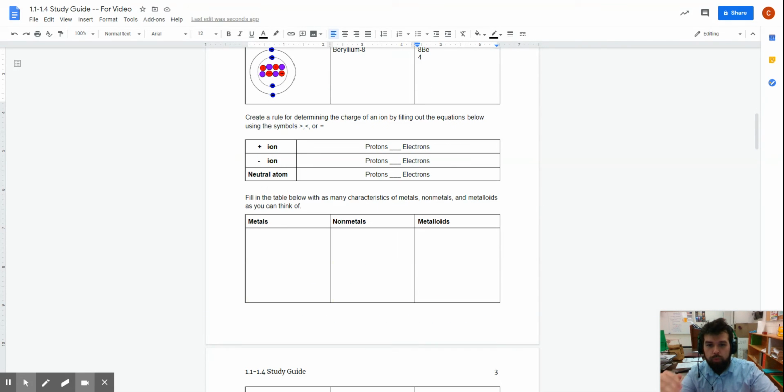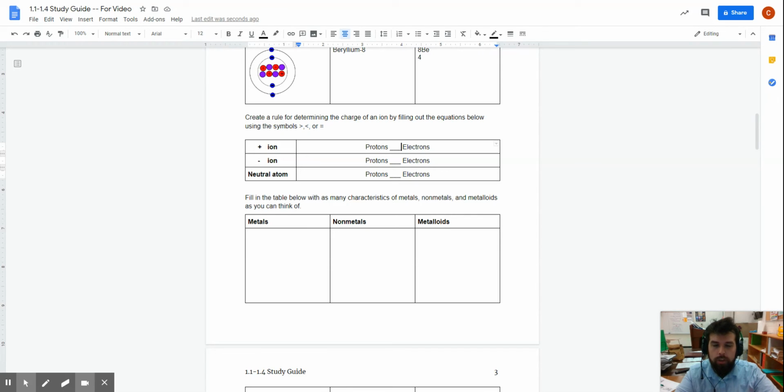So let's create a rule for determining the charge of an ion by filling out the equation below using the symbols greater than, less than, and equal to. Okay, I can do that. For protons and electrons, a positive ion. What am I looking at here? Let's break this down. So I've got a table over here with one column that has positive ion, negative ion, and neutral atom. And then I'm trying to make the rule for it on the right here.